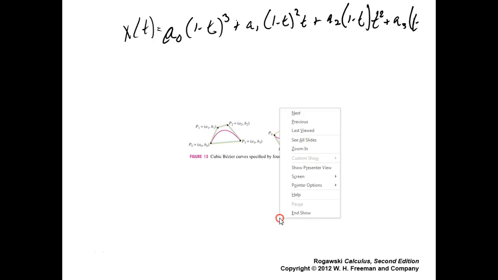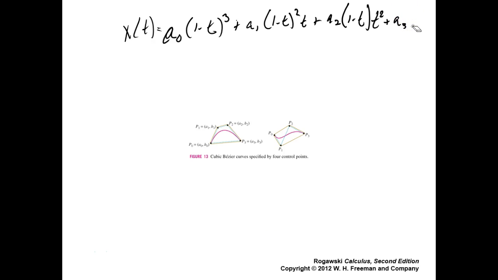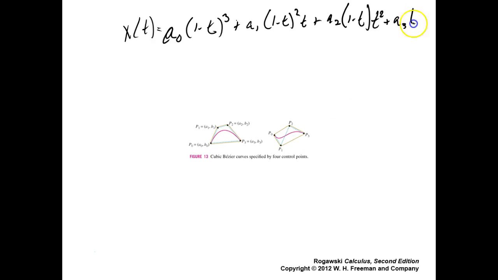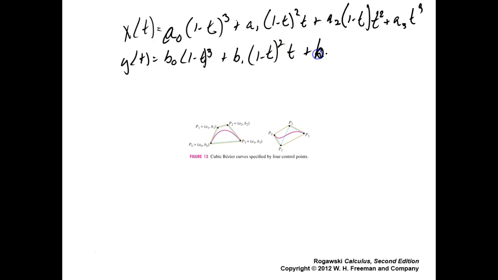I'm trying to do this without erasing, but sometimes it just is too nasty. Okay. Y of t is equal to b0 times 1 minus t cubed, plus b1 times 1 minus t squared times t, plus b2 times 1 minus t times t squared, plus b3 t cubed.